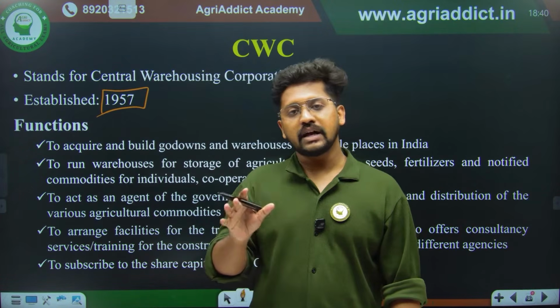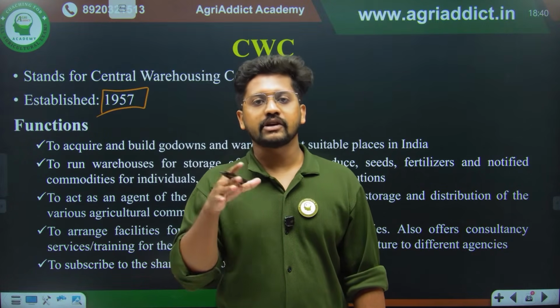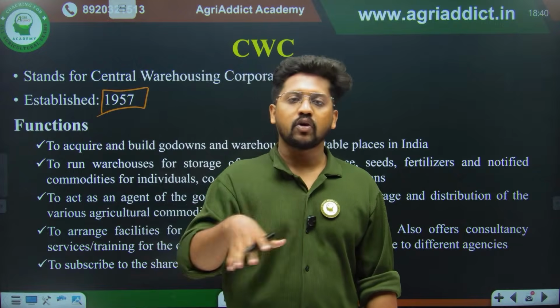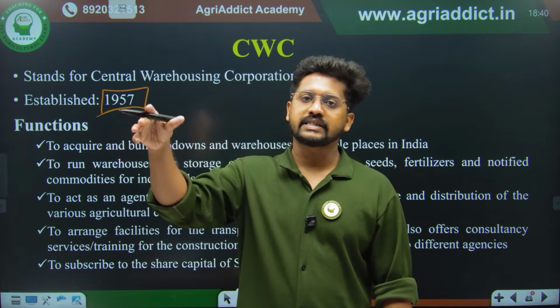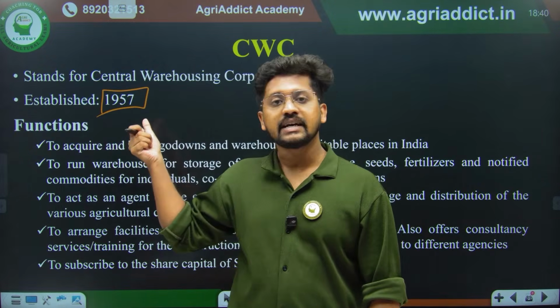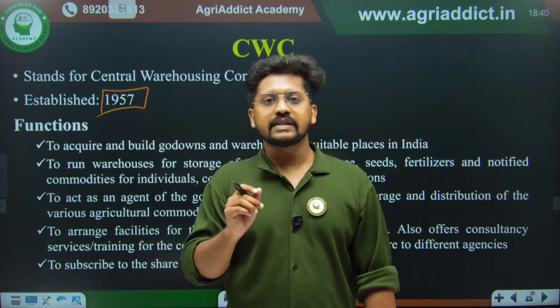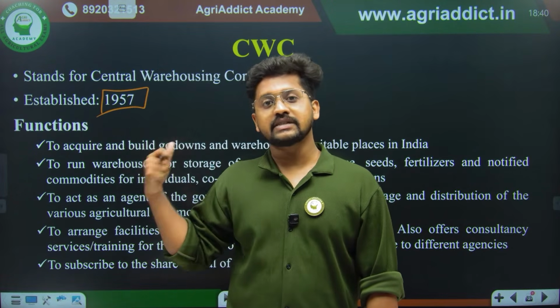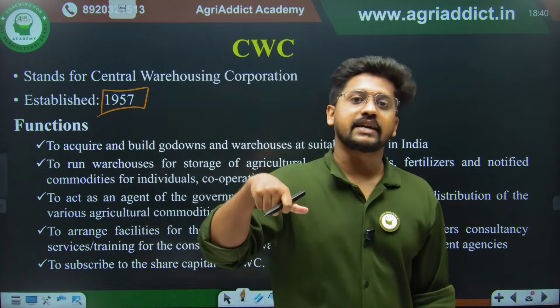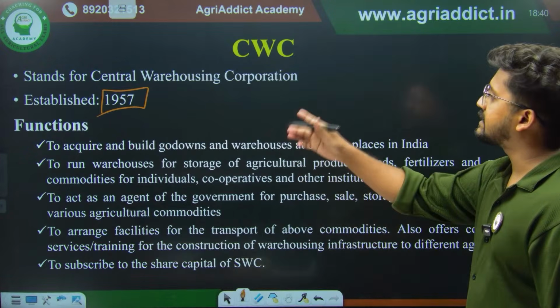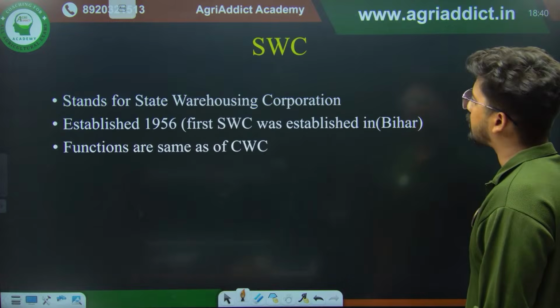Similarly, different state warehousing corporations were emerging, and they wanted a head to coordinate all of them. Then the next year, in 1957, the Central Warehousing Corporation was established. So you should not be confused: Central Warehousing Corporation was established later, State Warehousing Corporation started earlier. Okay, so 1956 State Warehousing Corporation and 1957 Central Warehousing Corporation, functions are almost the same.